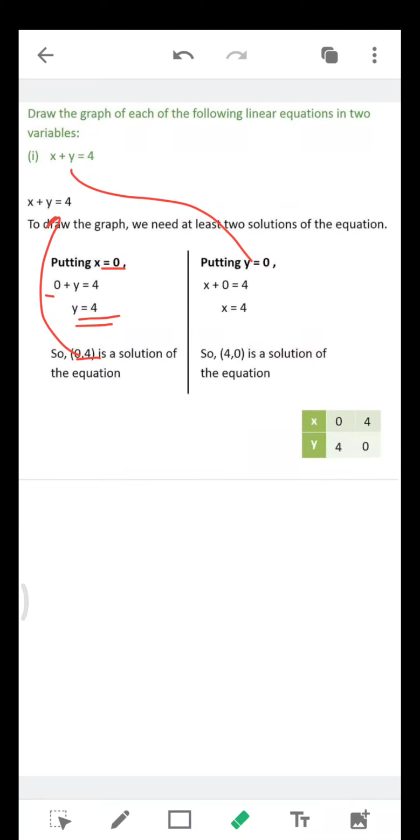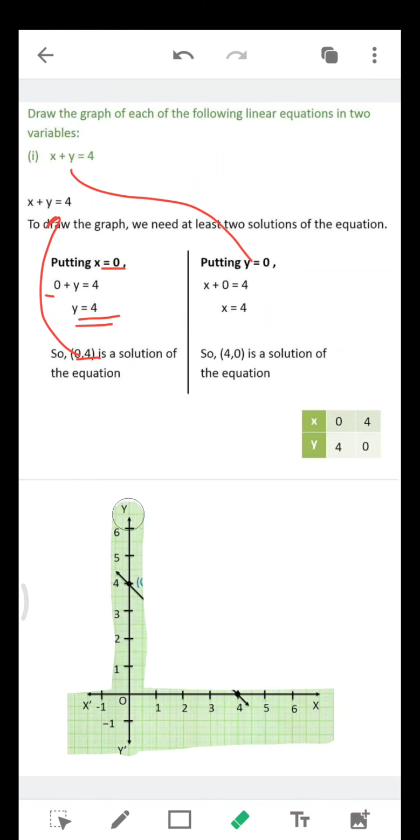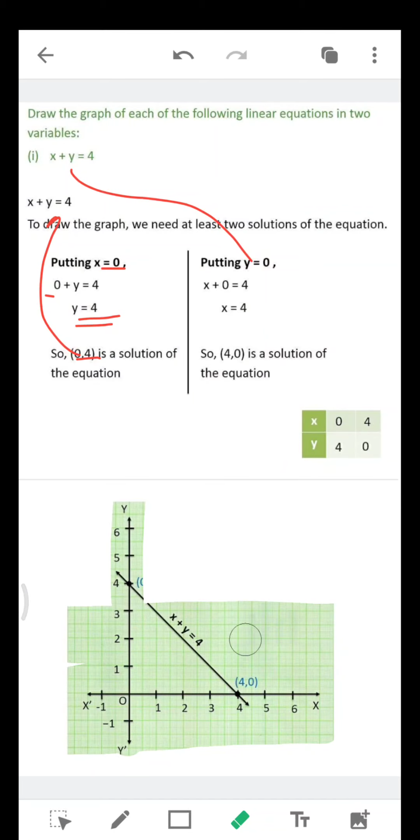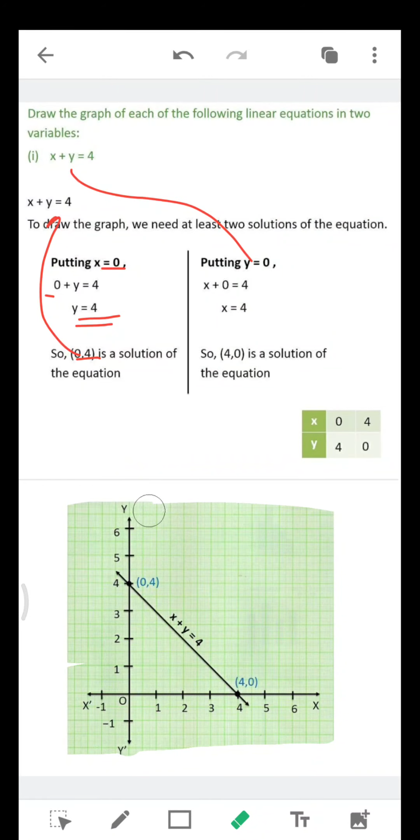I'll write it in the tabular form. Then for drawing the graph, I'll draw the x-axis and y-axis, okay. Then I'll plot these points on the graph. How will I plot? You can just have a look here, okay. This is the way I can plot the graph. So here I have taken the first point, that is 0 comma 4. 0 comma 4 comes on the y-axis.